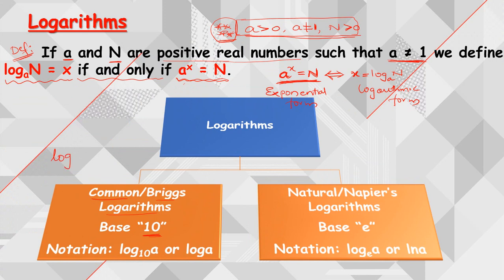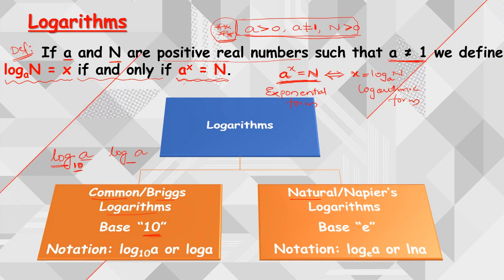Now this logarithm we are going to represent as log a to the base 10. So we will be writing log and this value log a to the base 10. Sometimes we are not going to represent this base 10, we will just write it as log a. If you don't represent the base, by default it has the base 10. So this is called Briggs logarithm or common logarithm.